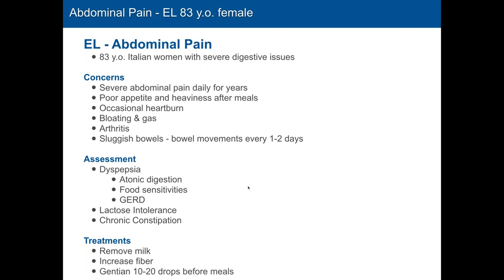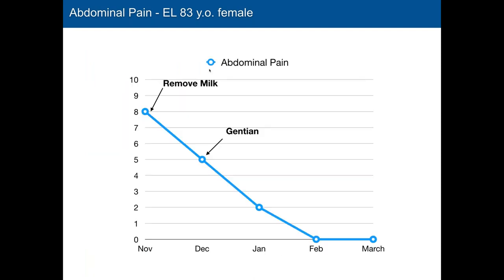So she has just general indigestion or dyspepsia due to probably atonic digestion, food sensitivities, and a little bit of reflux, which is tying into the food and the atonic digestion. More than likely, a little bit lactose intolerant. And one of the things that she was doing is she was drinking milk every day. And so with her, we removed milk on the first visit and her pain was an 8 out of 10. It improved dramatically between the first and second visit.